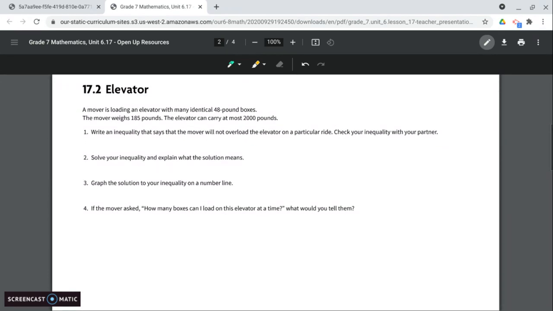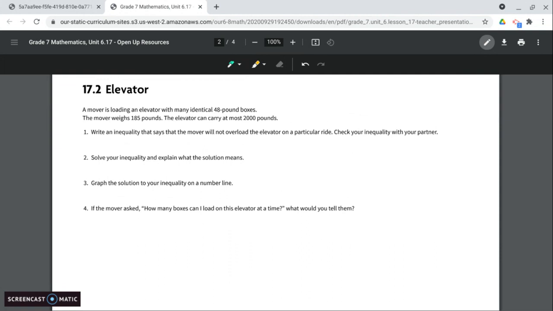All right, elevator. A mover is loading an elevator with many identical 48-pound boxes. The mover weighs 185 pounds. The elevator can carry at most 2,000 pounds. Write an inequality that says that the mover will not overload the elevator on a particular ride. Check your inequality with your partner.